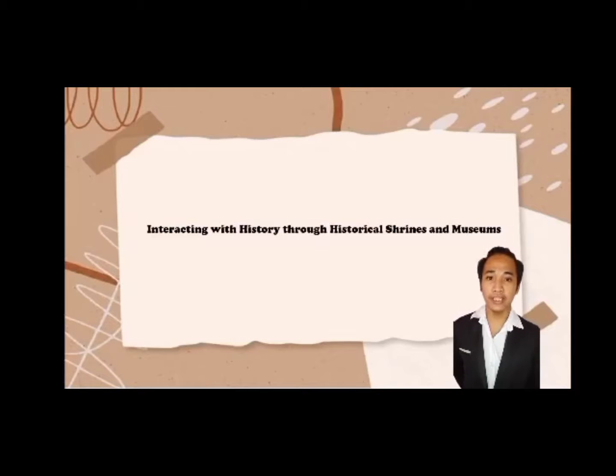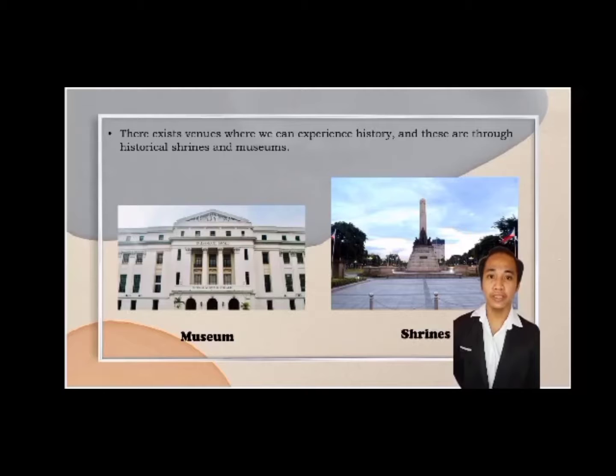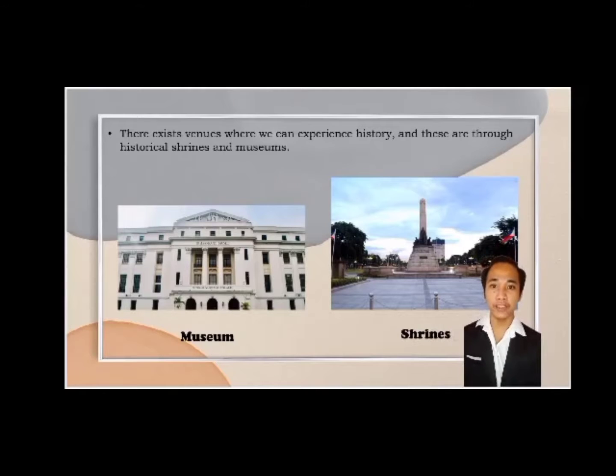And now I'm discussing historical shrines and museums. There exist venues where we can experience history and that make these artifacts available to the public for viewing in permanent or temporary exhibits. Historical shrines and museums refer to places where relics, memorabilia, and other resources pertaining to important people, places, and events in the past are thematically presented and systematically preserved, cataloged, or displayed for public appreciation and education.